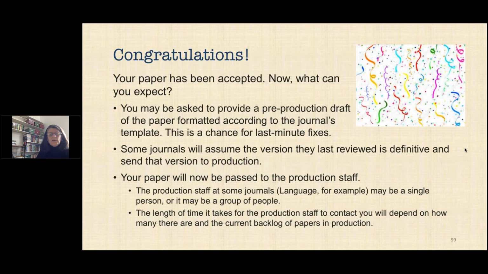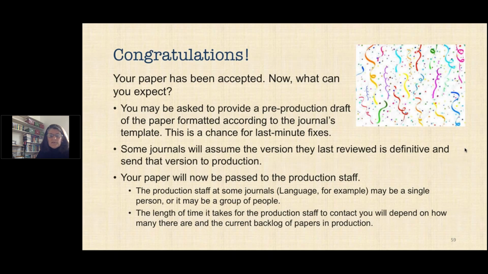So some journals will assume that the version they last reviewed is definitive and send that version to production. So at some of the phonetics journals, for example, when you first submit the paper, you're already required to send tables and figures separately in separate files, and so on, and format the paper as they would expect a pre-production draft to be formatted. And so in those cases, once your paper is accepted, you don't have that last chance. They simply forward what they have to the production department, and then what you see next is the proofs.